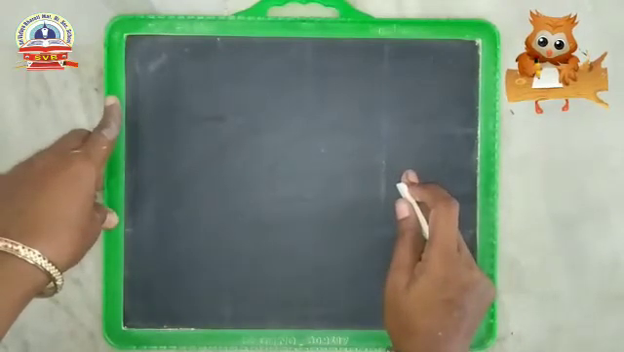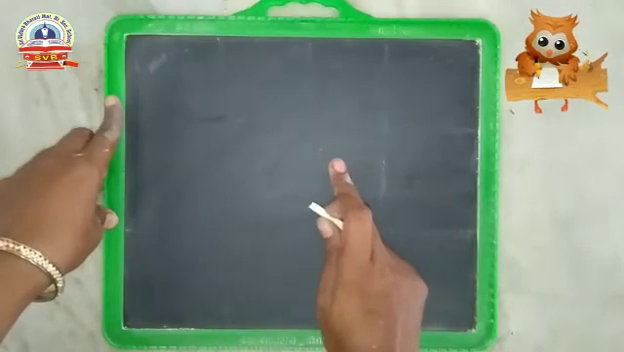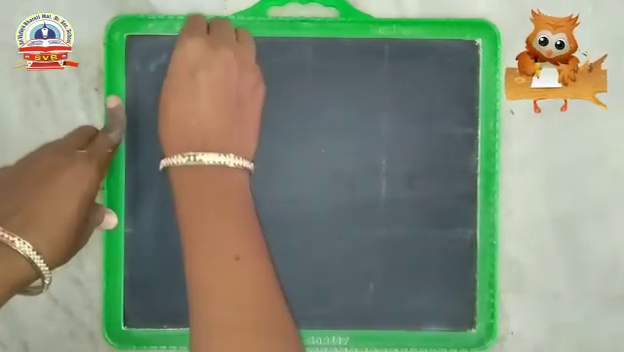Going to write the numbers in the slate. First, we split the slate. Look at here.